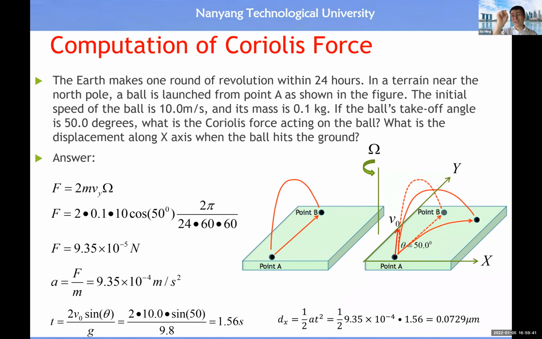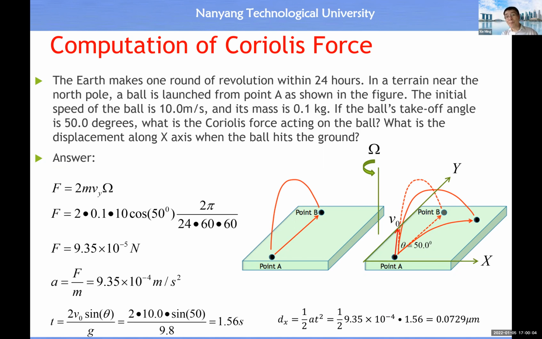So the initial velocity in the vertical direction is equal to v0 times sine theta, right? So 2 times initial velocity divided by g, then we can calculate the traveling time in the air, which is 1.56, right? Then in the x direction, you will travel the same amount of time until you hit the ground, all right?